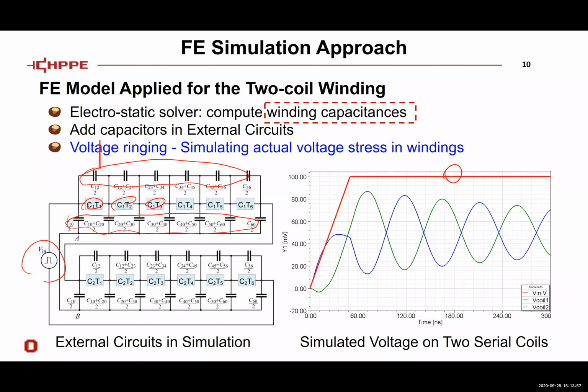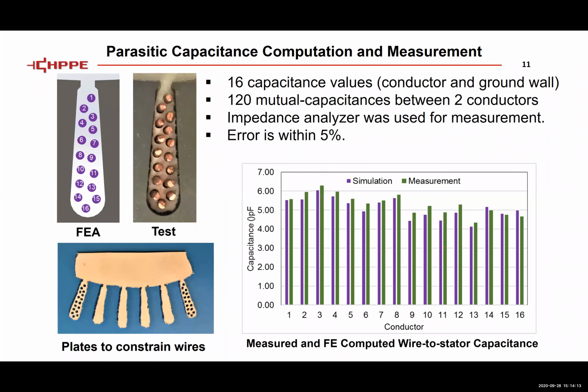Then you look at the voltage across the two serial coils. Then you can see all the ringing effect across the coils now. Of course, that's not enough, and we have to verify if it makes sense. Then we move on to the next step.